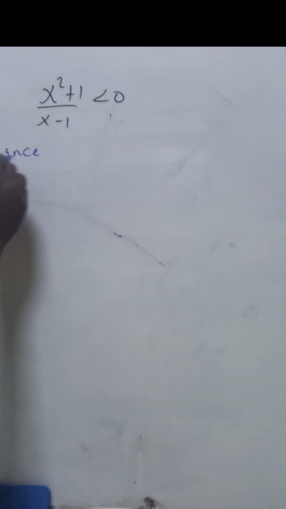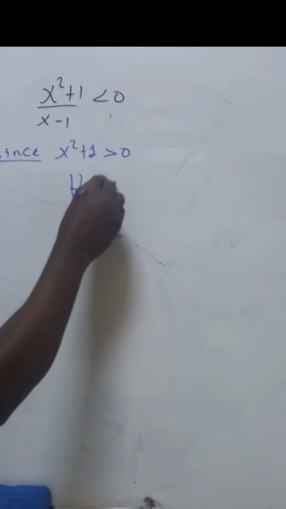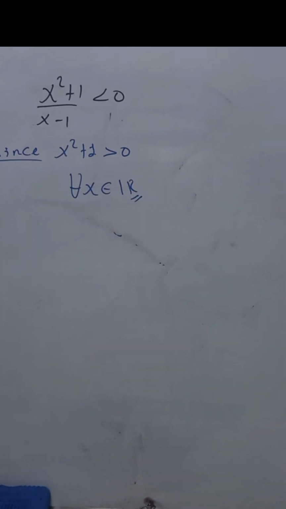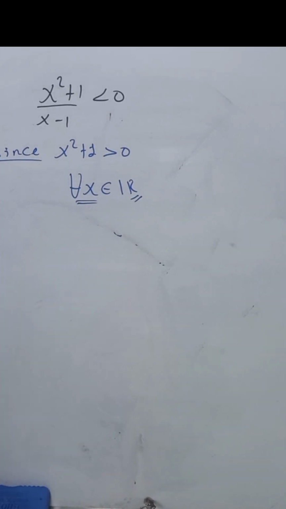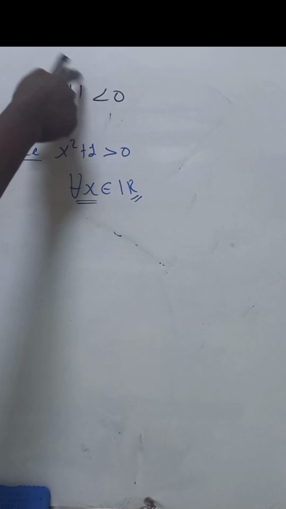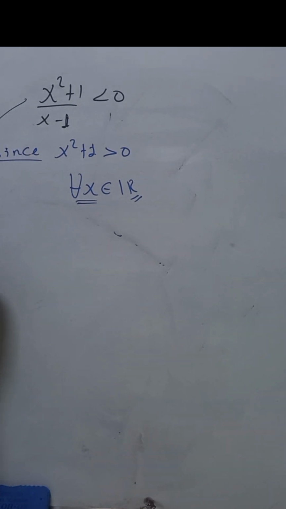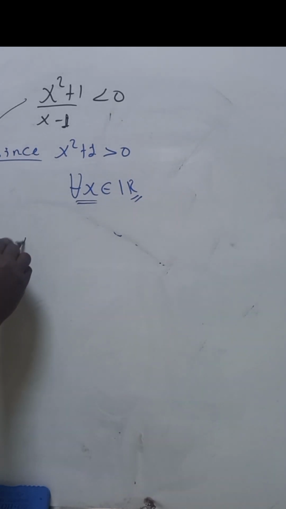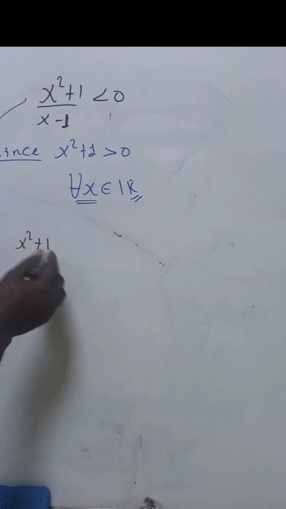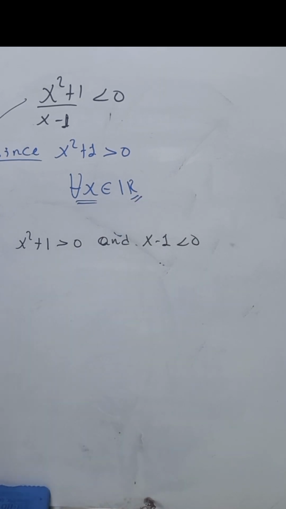Since x squared plus 1 is always greater than 0 for all x, elements of the real numbers, the numerator x squared plus 1 is absolutely positive, not even 0. For all x in the real numbers, this is positive. So if this is positive, for the expression to be less than 0, the denominator must be negative. This implies that x minus 1 should be less than 0. Because the numerator is always positive and the denominator is negative, the quotient will be negative, that is, less than 0.